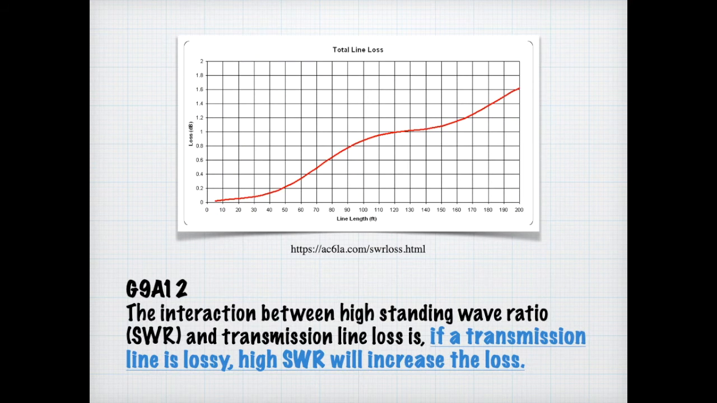I don't like the way this is worded, but it is what it is. For the exam, you need to know the interaction between a high standing wave ratio and a transmission line loss is if a transmission line is lossy, high SWR will increase the loss.